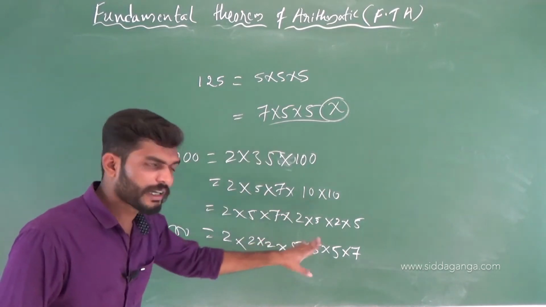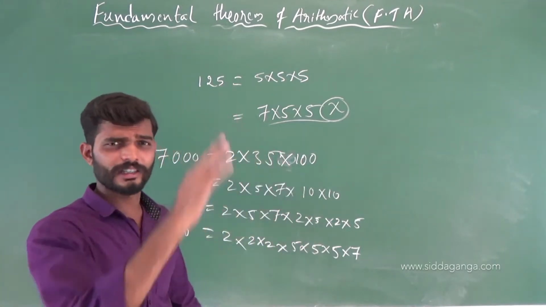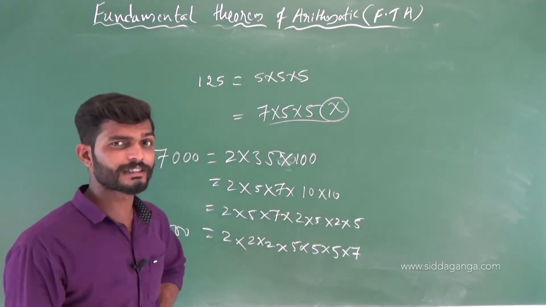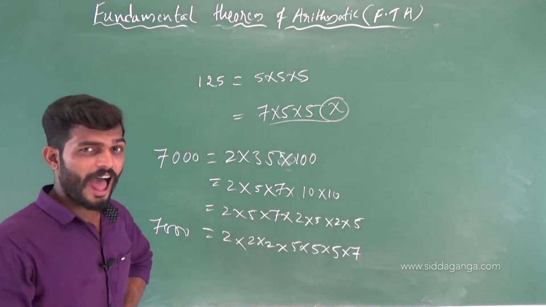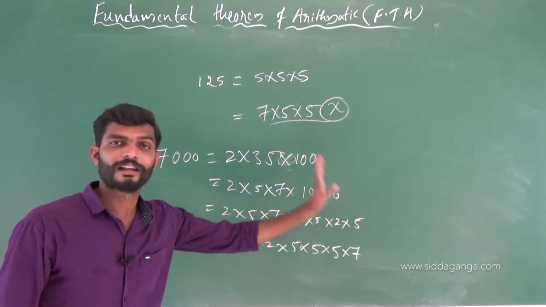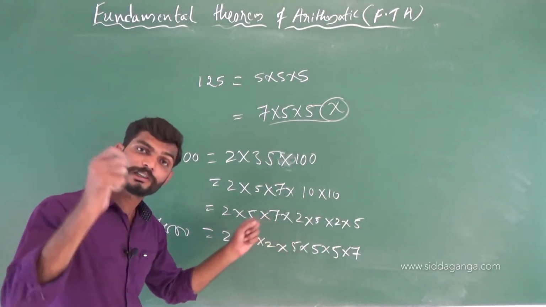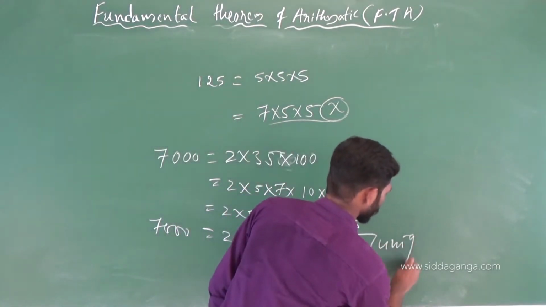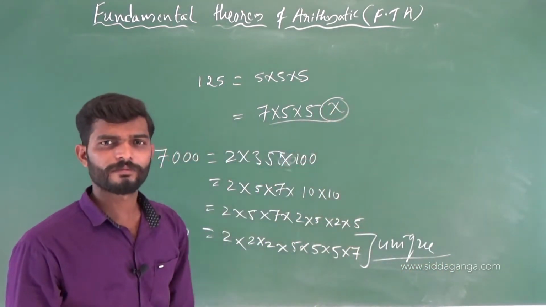Now, instead of 2, 5, 7, can I use any other prime number? Say 11, say 13, say 17, say 23. If I bring any other prime number in place of any of these numbers, I cannot make out 7000. I have to use only these 3 numbers, or else it can be expressed as a product of these prime numbers only. No other prime number can help me. That's why it is unique. It is unique, a single form, a particular form.